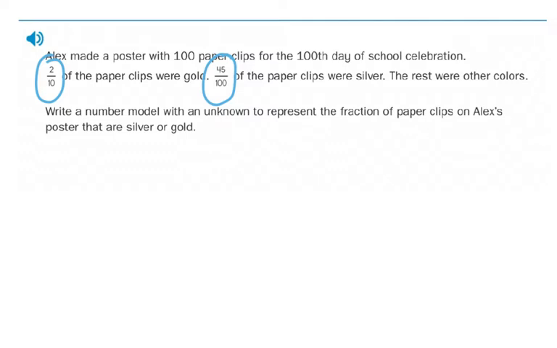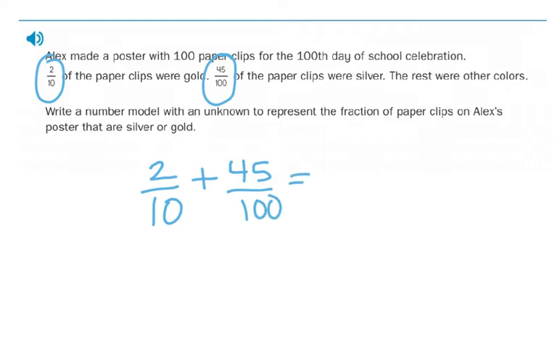Write a number model with an unknown to represent the fraction of paper clips on Alex's poster that are silver or gold. So on your whiteboard, would you please write 2/10? We're going to add that together with the ones that were silver, which is 45 hundredths. And for the unknown, I'm just going to put a lowercase a for Alex.